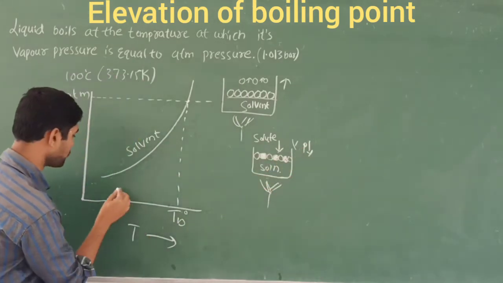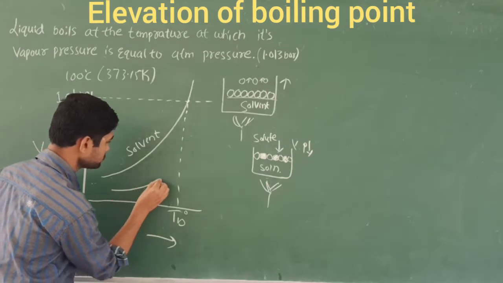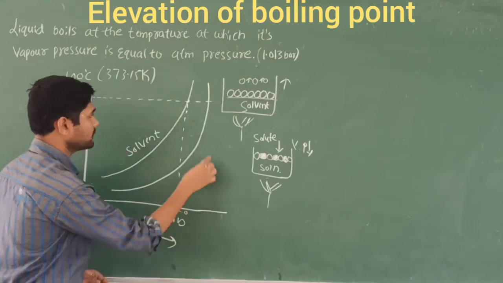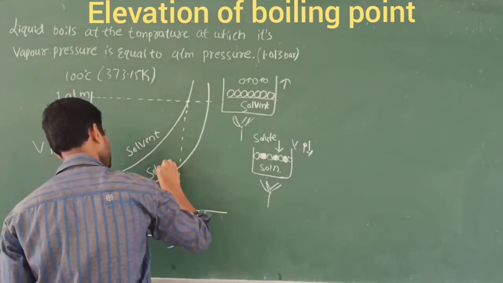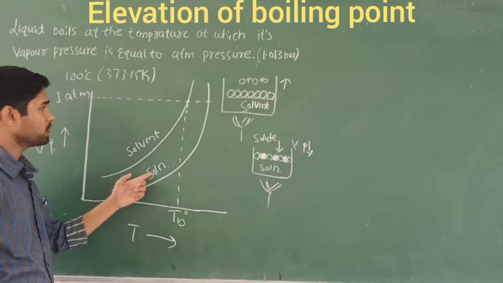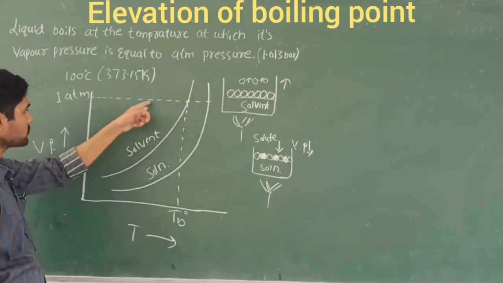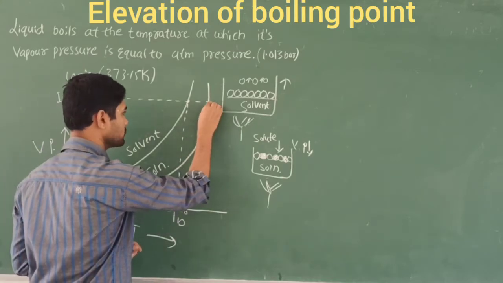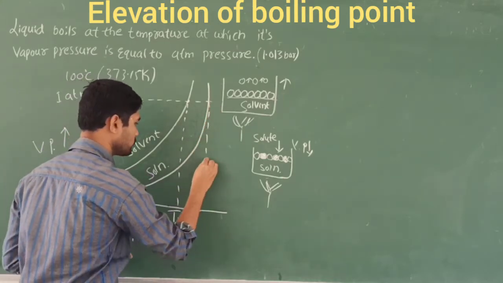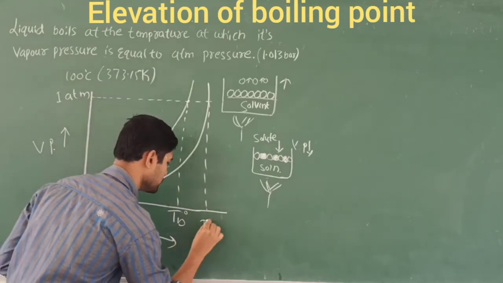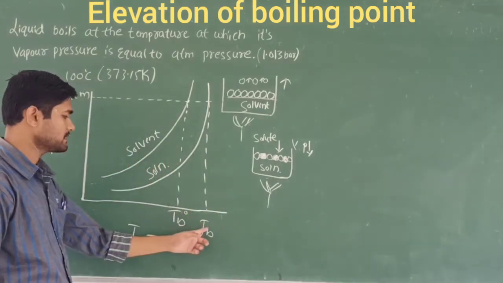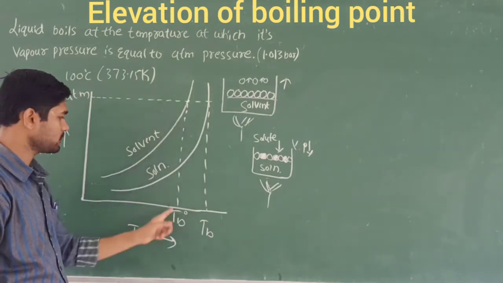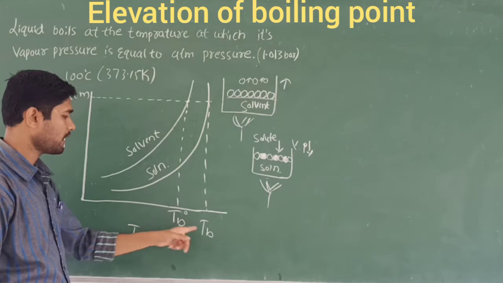Now I am going to take a graph like this. Once again, this is the solution. When the vapor pressure of the solution cuts this atmospheric pressure, at this stage we call it the boiling point of the solution. I denote it as TB, because this is the vapor pressure of the solution, and this is the vapor pressure of the solvent. That is TB naught and TB.